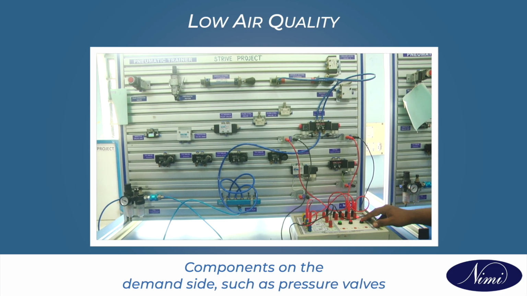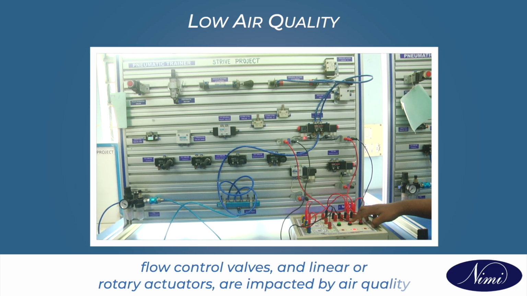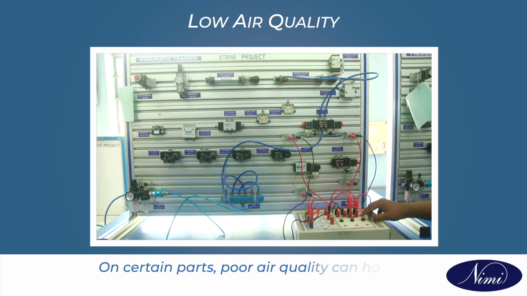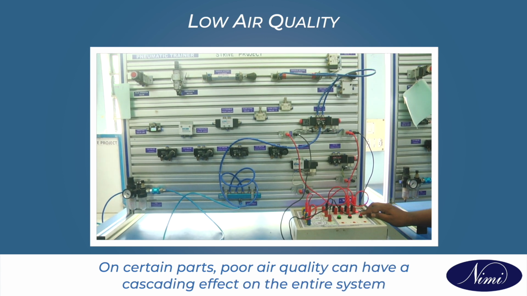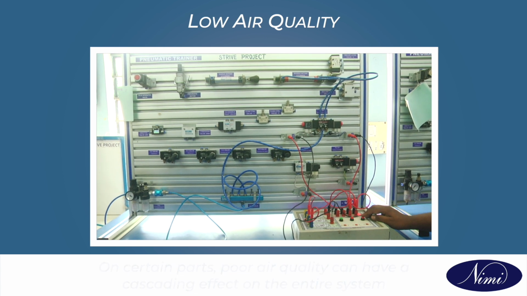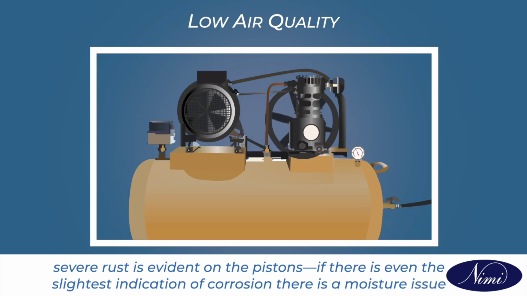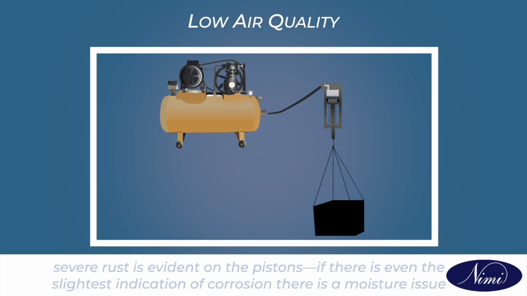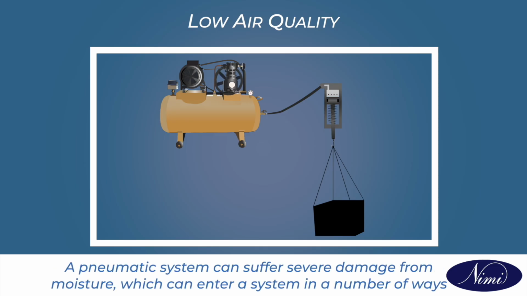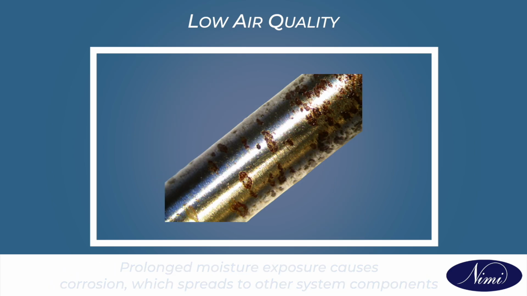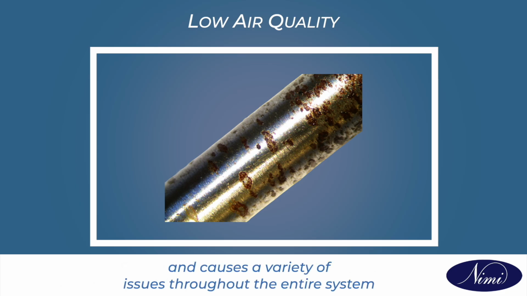Low air quality. Components on the demand side, such as pressure valves, flow control valves, and linear or rotary actuators, are impacted by air quality. On certain parts, poor air quality can have a cascading effect on the entire system. Severe rust is evident on the pistons. If there is even the slightest indication of corrosion, there is a moisture issue. A pneumatic system can suffer severe damage from moisture, which can enter a system in a number of ways. Prolonged moisture exposure causes corrosion, which spreads to the other system components and causes a variety of issues throughout the entire system.